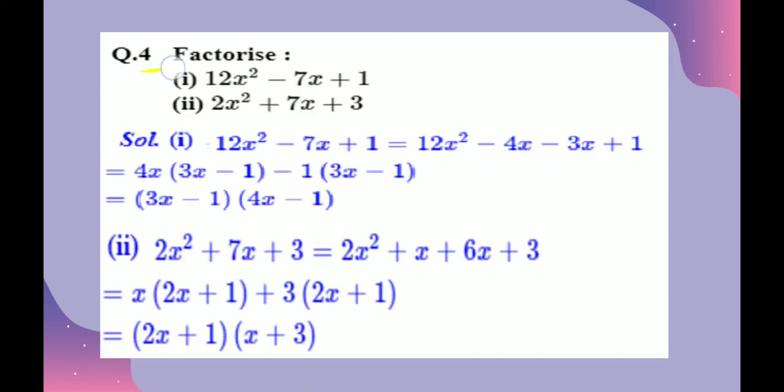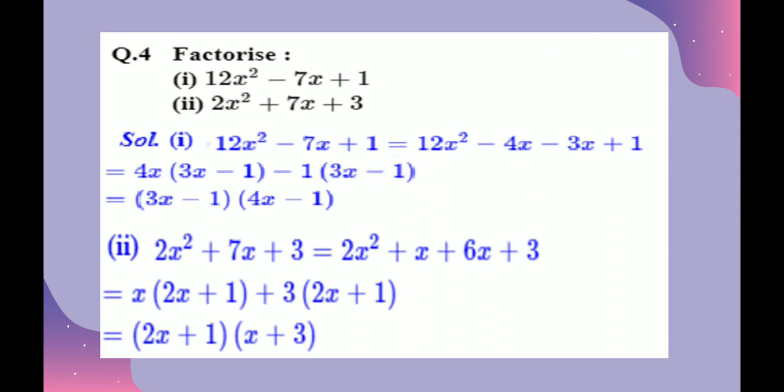Now question number 4, factorize: first part 12x square minus 7x plus 1, second part 2x square plus 7x plus 3. So here we will factorize the following by middle term splitting, which we have already studied in class 8th as well. So our first part is 12x square minus 7x plus 1.